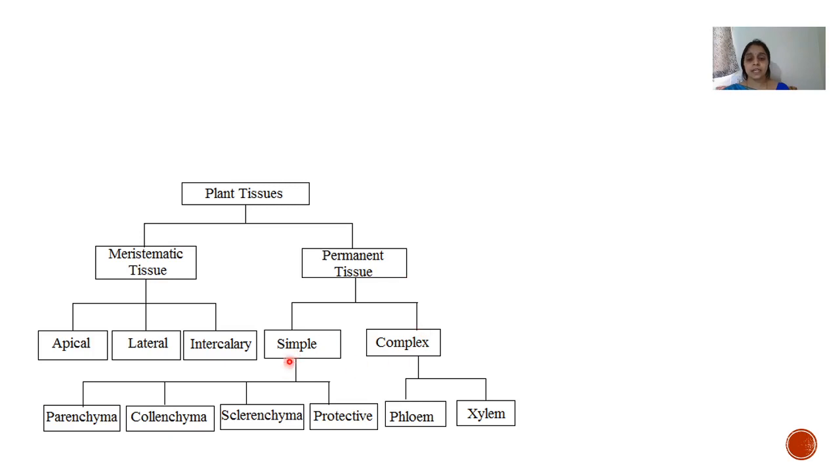Coming to simple, there is a further subdivision of four types: parenchyma, collenchyma, sclerenchyma, and protective tissue. Whereas in complex, we have phloem and xylem. So today, let us study till sclerenchyma. We'll study meristematic tissue, three types based on their location, and simple tissue. In simple, we'll study parenchyma, collenchyma, and sclerenchyma.